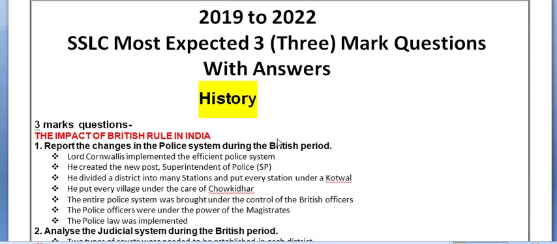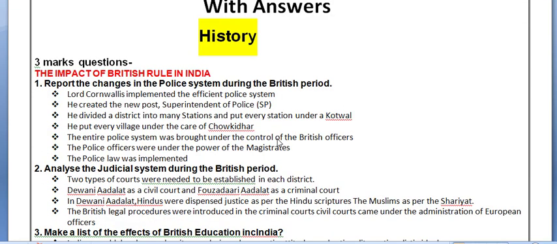So here is the history part from the lesson, the impact of British rule in India. Report changes in the police system during the British period. The answer: Lord Cornwallis implemented the efficient police system. He created a new post, superintendent of police. He divided a district into many stations and put every station under a kotwal. He put every village under the care of a chowkidar. The entire police system was brought under the control of British officers. The police officers were under the power of magistrates. The police law was implemented.